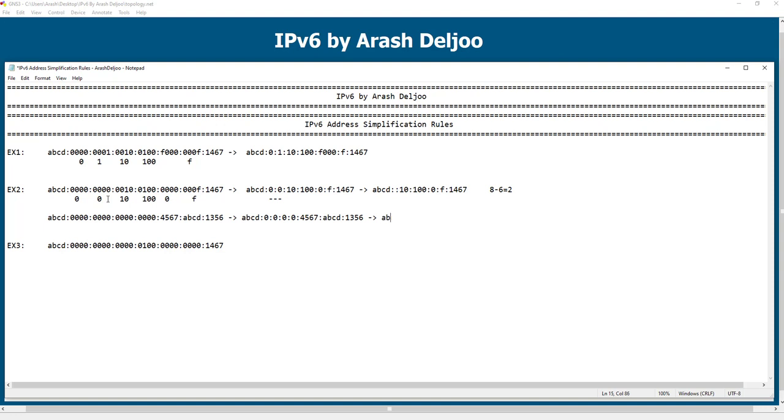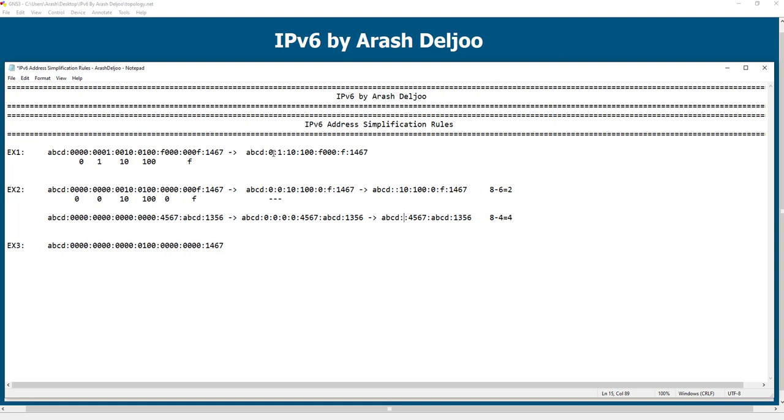For example, you can write ABCD and then a double colon. Here, I omitted all of these hex states with 0 value and used only one double colon. And then 4567, another part of the IPv6 address, ABCD, finally 1356. Now, because we have 4 hex states with a value, this means that in the double colon, 4 other hex states reside with the value of 0. 8 minus 4 is equal to 4. This means the system can understand that we compressed 4 hex states of 0. This is so simple. This is the second rule.